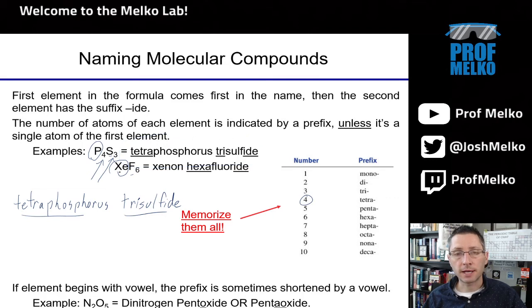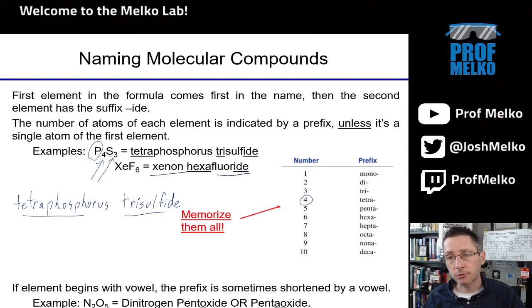For similar reasons, I can name this second one. Xe is just xenon. Fluorine becomes fluoride. There's 6 fluorines, so it's hexa. One interesting point here is the xenon is a 1. So you might be tempted to call this monoxenon. But this is sort of the exception to this rule. If the first element is just 1, I don't use mono. I will only use mono if it's applied to the second element, not the first element. Again, we don't add a suffix to the first element.